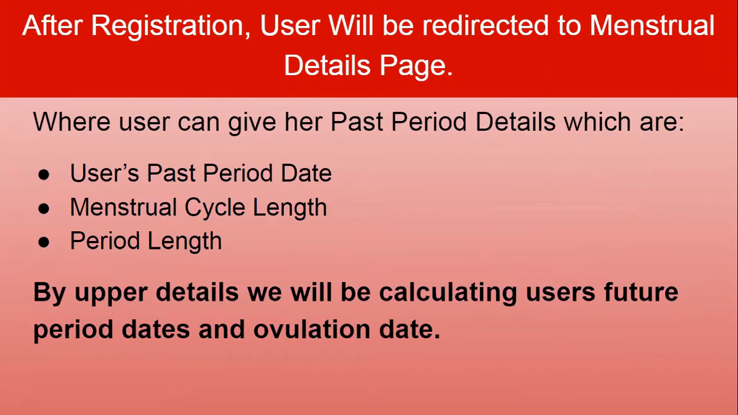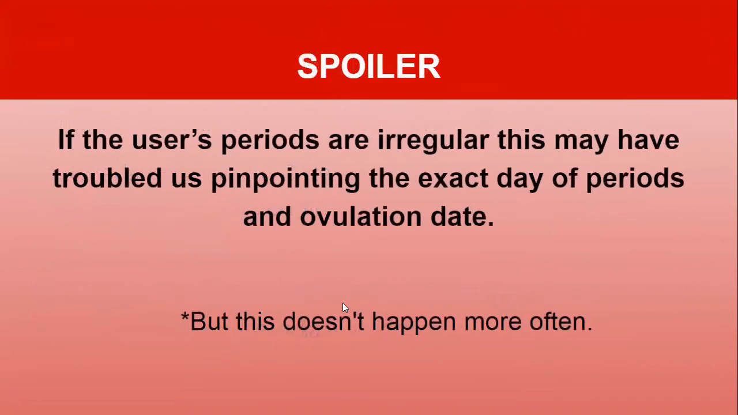After the registration, the user gives her past period details, which are her past period date, menstrual cycle length, and period length. From these details, we calculate the user's future period dates and ovulation date. One spoiler from our side: if the user's periods are irregular, we may have trouble pinpointing the exact day of the period and the ovulation date. But that doesn't happen often.